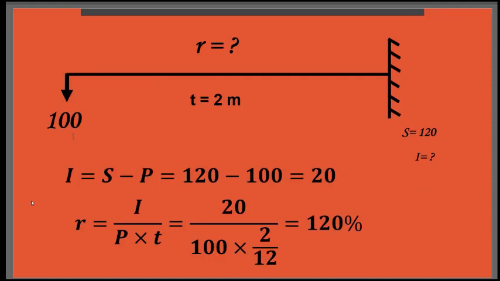In this example, we will substitute B equals $100, S equals 120. So I will be equal to S minus B, 120 minus 100. So I will be equal to $20.